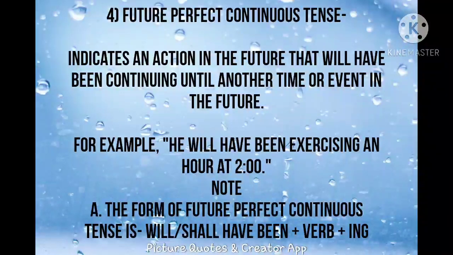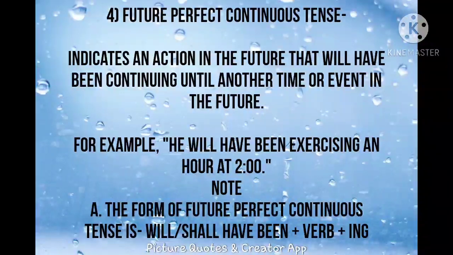Future perfect continuous tense is used to indicate an action in the future that will have been continuing until another time or event in the future. So this tense is used to indicate an action that starts in the future and continues for some time until another action or event starts in the future. For a long time, an action continues. That action can be said in future perfect continuous tense.